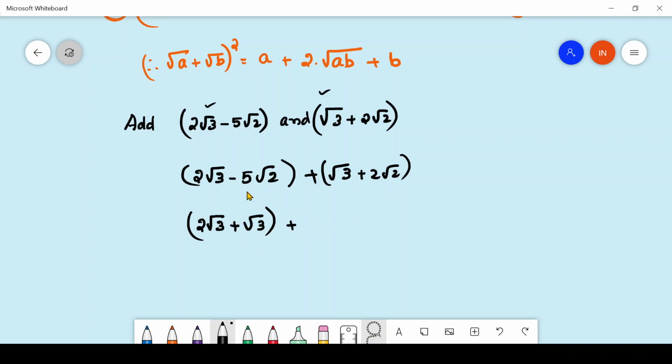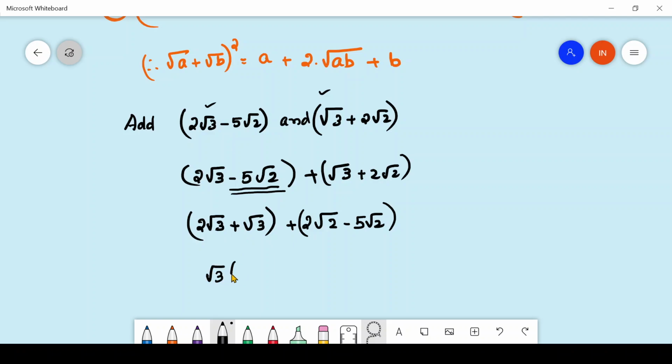Yes, 2 root 2, and here you have to be very careful. There is one negative sign along with this 5 root 2. So I'm writing 2 root 2 minus 5 root 2. Okay, so what is the next step? Here you can see the root 3 is common. So what can we do? 2 root 3 and 1 root 3. What is the answer that you can get?